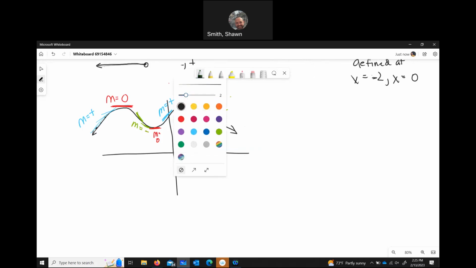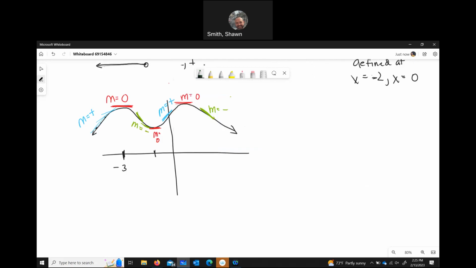All right, so at that max right here, let's just say that is -3. At this minimum value, a local minimum, that's at -1. And then this maximum, local maximum right there, that's at +1, I think that is.